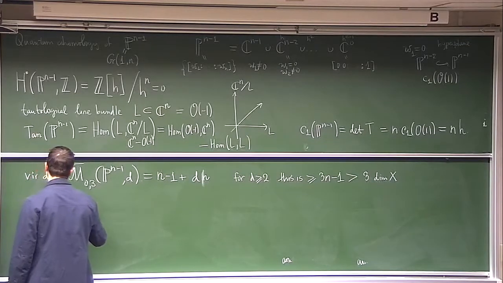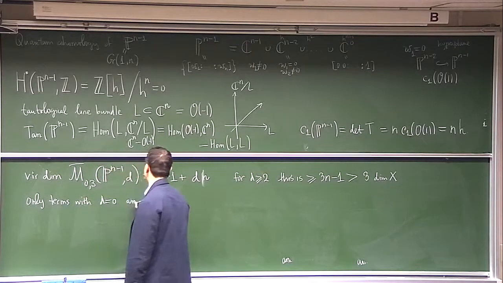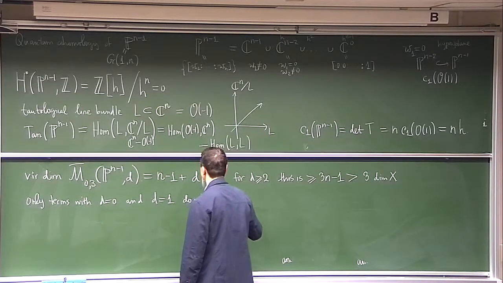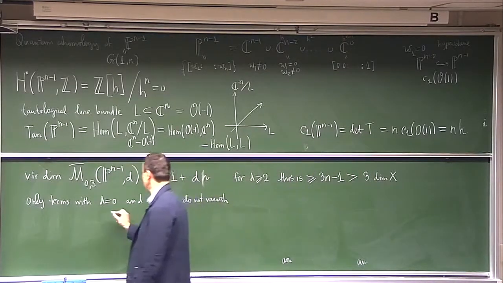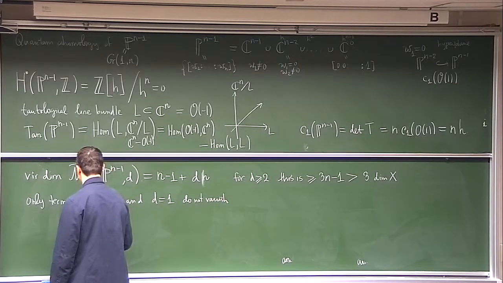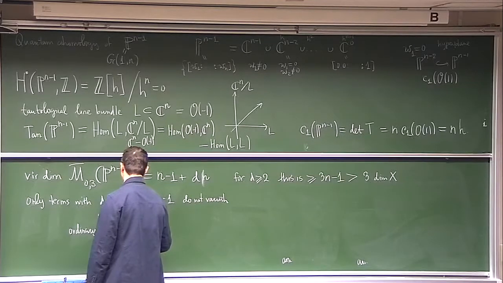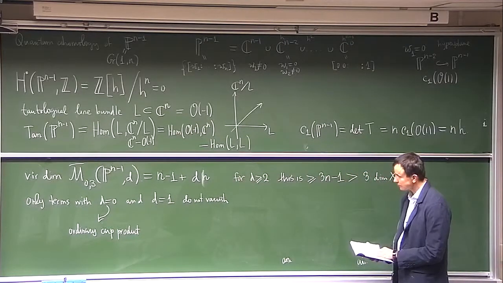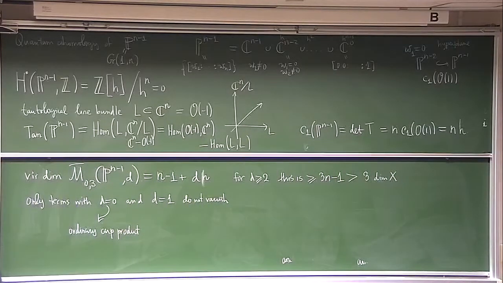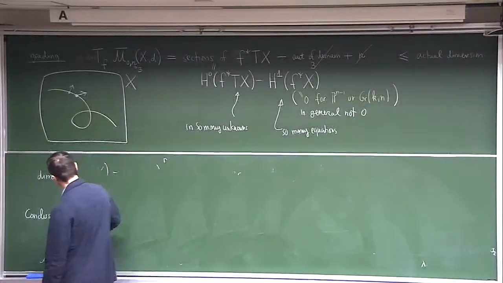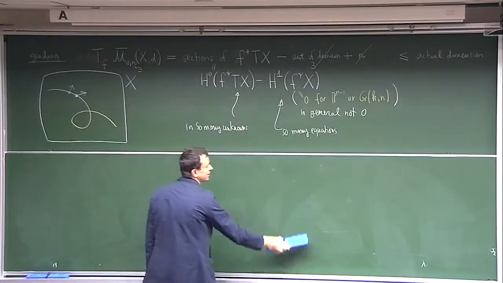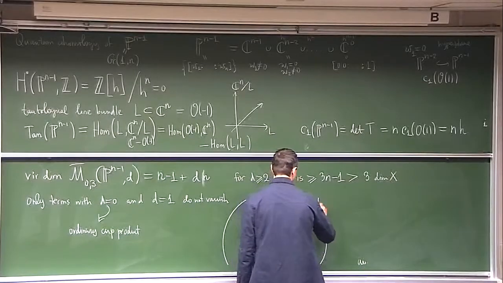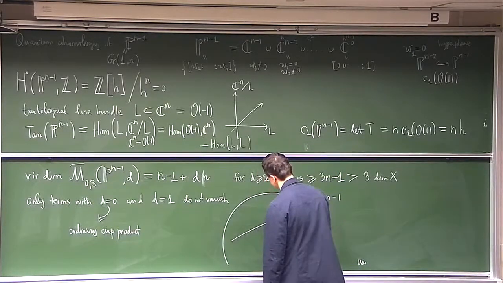All the terms with d equals 0 and d equals 1 do not vanish. And this gives the ordinary cup product. And what's the cycle? Here I'm looking for a triple of points. So maybe this is my projective space P^(n minus 1), and I'm looking for triples of points that lie on a line.